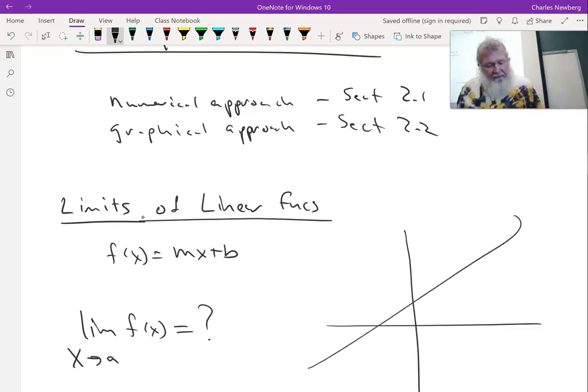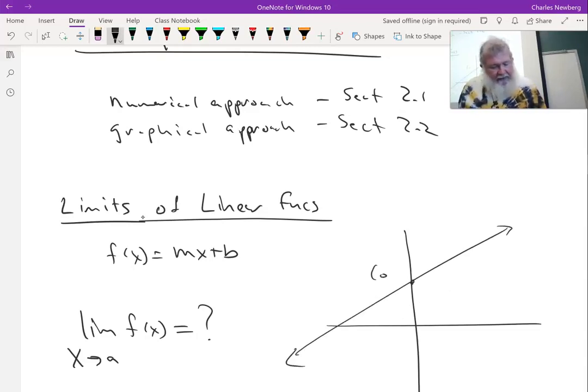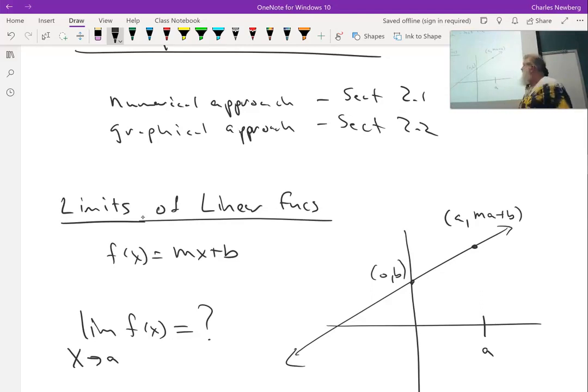So we know we have a line. We have this line here. We know this point here is 0, b. And let's come out to some value a. And a can be anywhere. I'm just going to put it there because we need a value there. And then let's come up to here. This point would be a. And then what would its y-coordinate be? m of a plus b, because all I did was replace a in for the x. Okay.